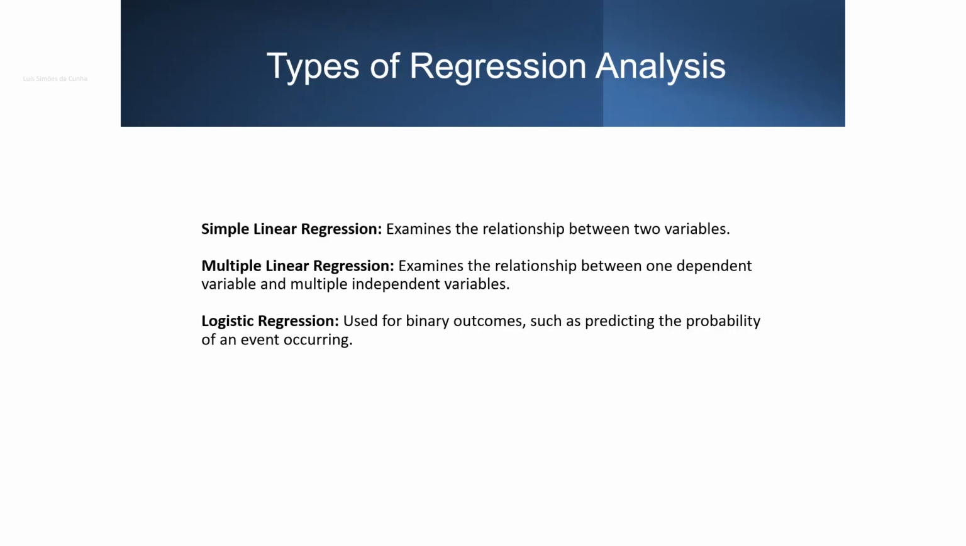There are various types of regression analysis. Simple linear regression examines the relationship between two variables, while multiple linear regression examines the relationship between one dependent variable and multiple independent variables. Logistic regression is used for binary outcomes, such as predicting the probability of an event occurring.